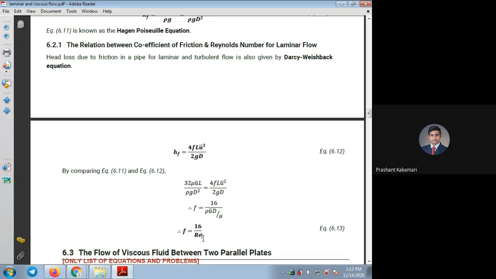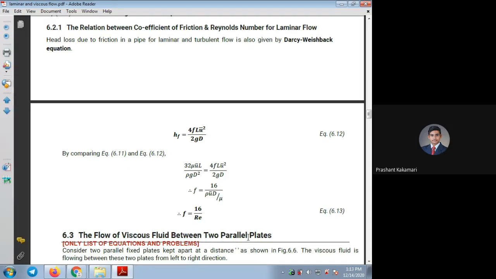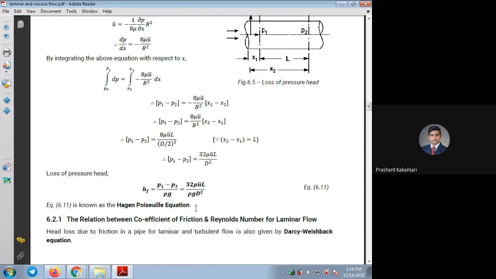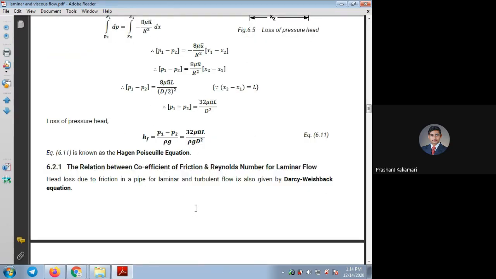Okay, I think we'll stop the class today. Next class we'll take up the flow of viscous fluids between two parallel plates on similar lines. In this, we are not deriving any equations, just observing the equations used here, and some problems we are going to solve on both conditions. Either it may be a flow between two plates or the flow in a pipe using this Hagen-Poiseuille equation. Okay.